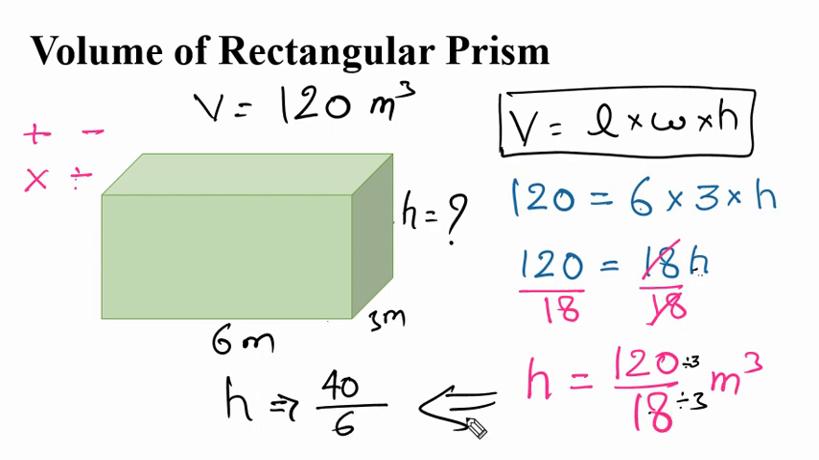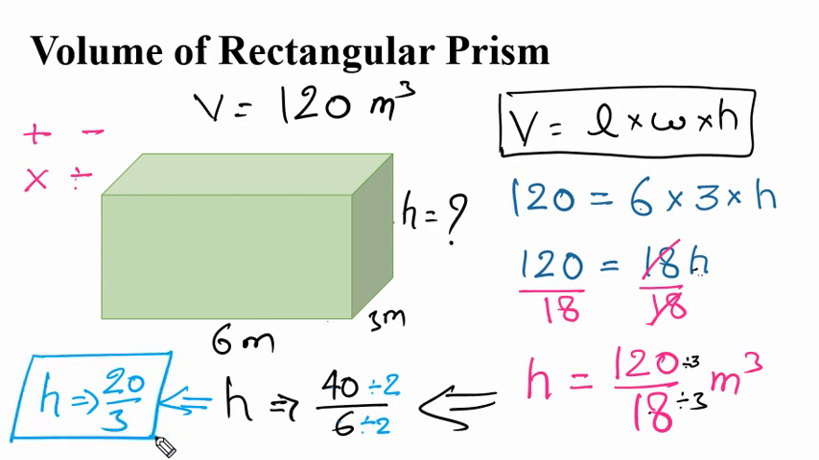Can you divide it further? Yes. 2 is a common factor, so the height is equal to 40 divided by 2, which gives you 20, over 6 divided by 2, which gives you 3. So the height is 20 over 3 meter cube. That is your answer. This is how you will solve for any unit.